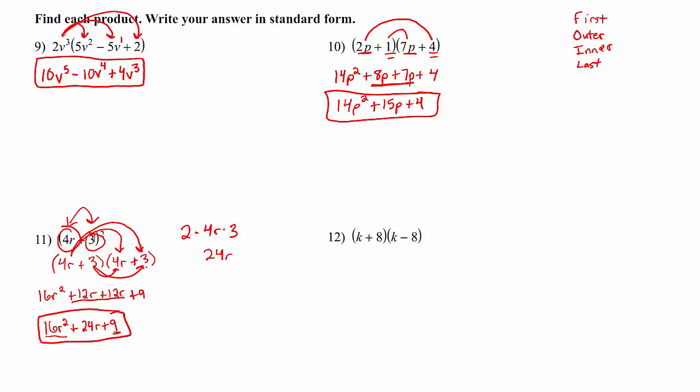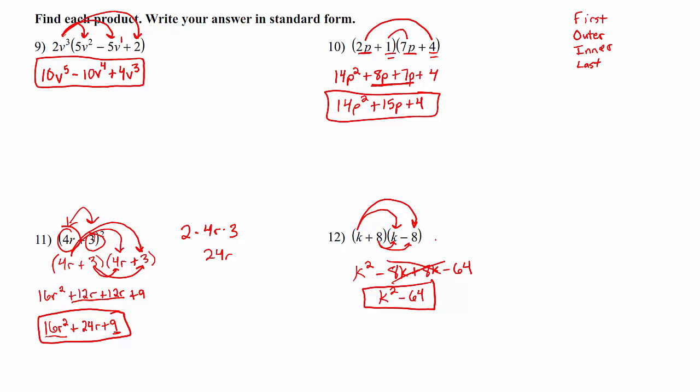On 12, this pattern is a little bit easier to recognize in some ways, I think. Or it's easier if you don't recognize the pattern because it has both parentheses written out. We want to do k times k, which is k squared, k times negative 8, which is negative 8k, 8 times k, which is 8k, and 8 times negative 8, which is negative 64. This time the middle terms are opposite signs and cancel each other out so that we get k squared minus 64. You don't need to put 0k in the middle, and it's really a better answer if you don't.